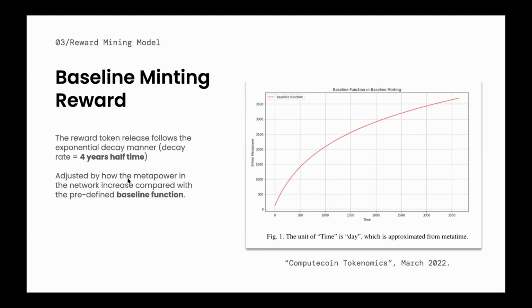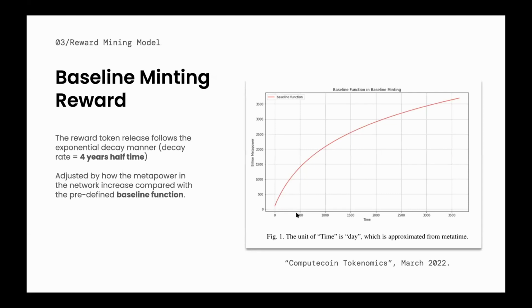So, by how the meta power in the network increases compared with the predefined baseline function. I would say the baseline function is the core of the total minting reward. Now this is the simulation curve from our tokenomics. You can see that the x-axis shows the time. The unit for time is roughly the day, roughly 500 days.